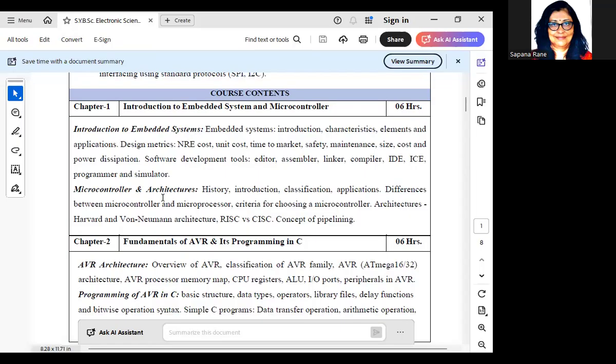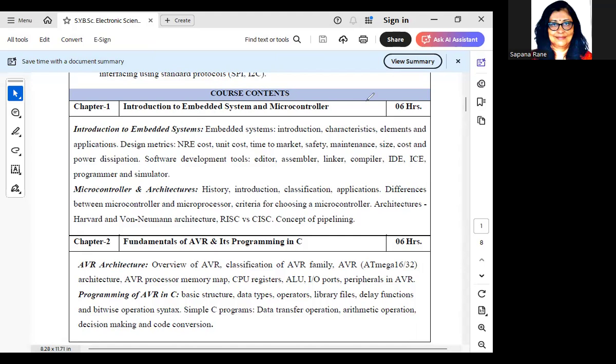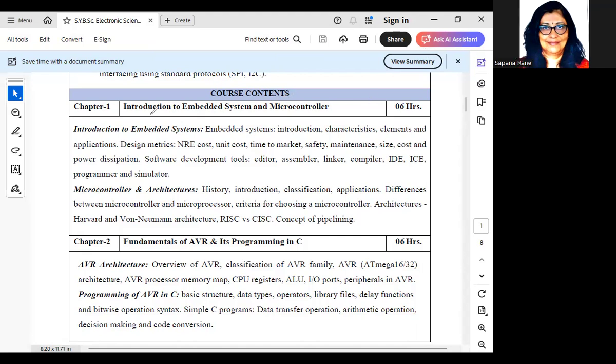Let me share with you the syllabus of the university. So here you can observe the syllabus on the screen. You have opted for electronics as a minor, and for the electronics minor we have the course of Embedded System with AVR Microcontroller.